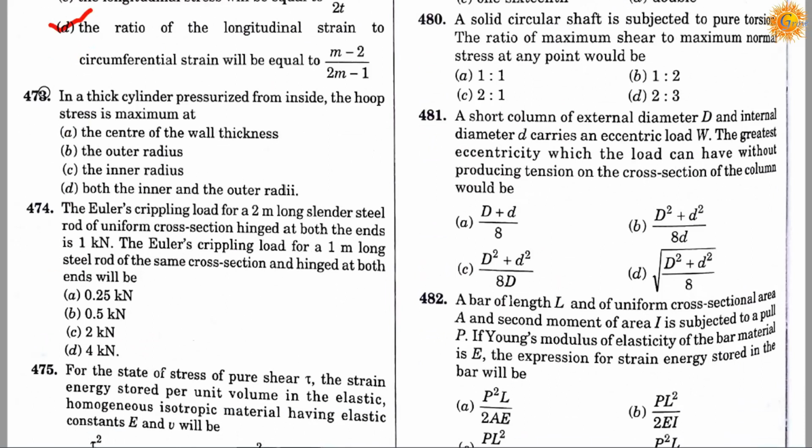Question number 473. In a thick cylinder pressurized from inside, the hoop stress is maximum at: option A, the center of the wall thickness; option B, the outer radius; option C, the inner radius; option D, both the inner and outer radii. The correct answer is C. It will be the inner radius.